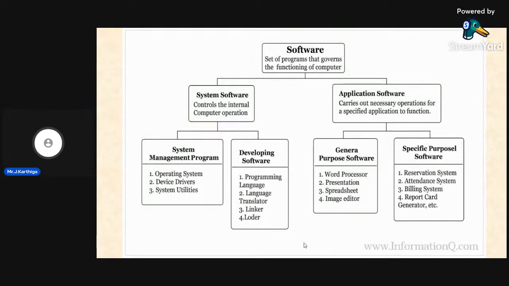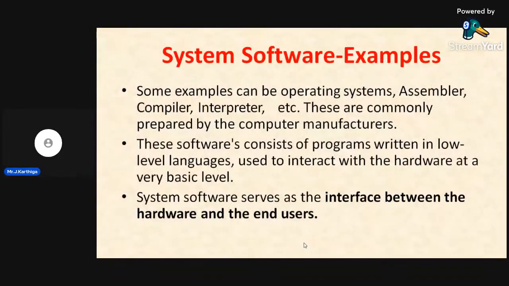In system software, there are two types: system management programs and developing software. In application software, there are two types: general purpose software and specified purpose software. First, we discuss system software examples: operating system, assembler, compiler, interpreter. These are commonly prepared by the computer manufacturers. This software consists of programs written in low-level language used to interact with the hardware at a very basic level. System software serves as the interface between the hardware and the end user.